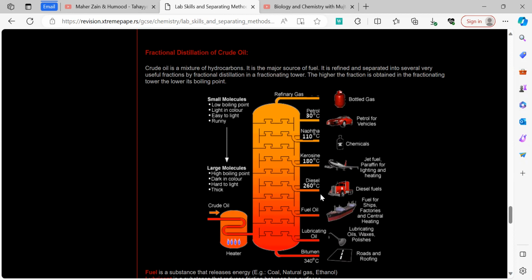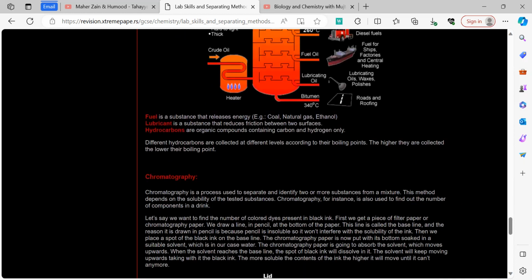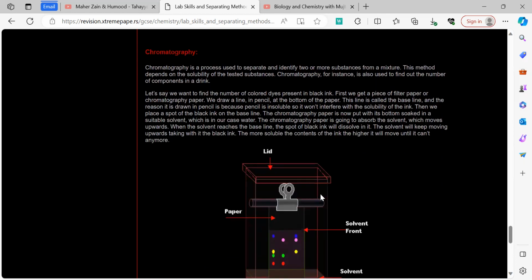The substances which have a greater boiling point collect at the bottom, whereas the ones which have a lesser boiling point and are light in weight are collected at the top. Therefore, the respective substances are easily separated out from each other. Now we study the process of chromatography.